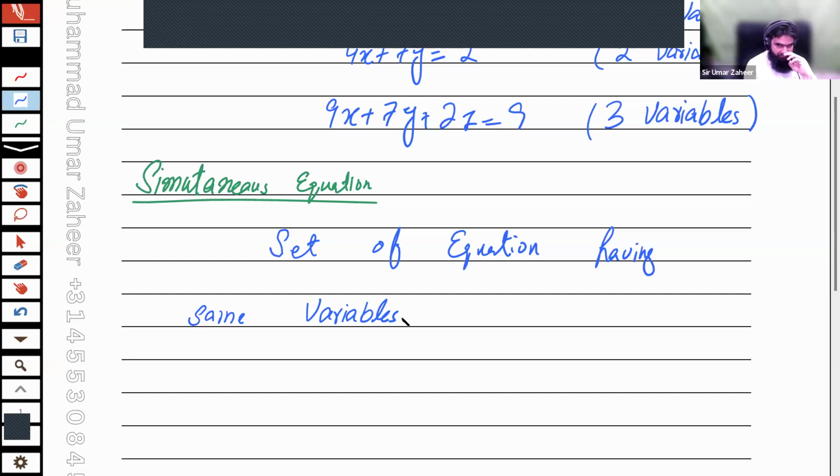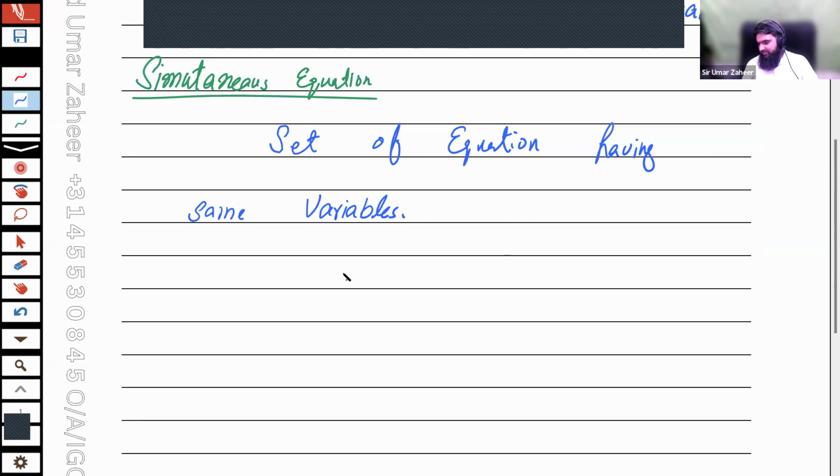If you have three variables, you need three equations to solve them. If you have four variables, you need four equations to solve them. The equations we are talking about have two variables, normally x and y, so we need only two equations. In this form, we have ax plus by is equal to c and dx plus ey is equal to f. a, b, c, d, e, f are the constants.